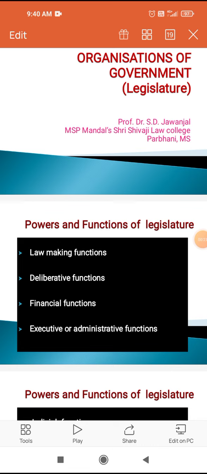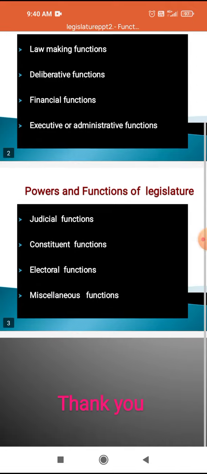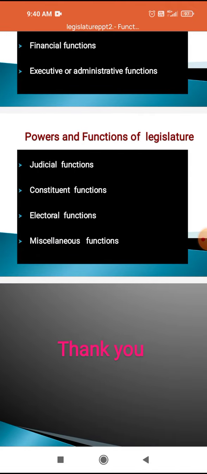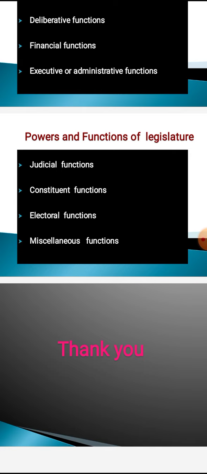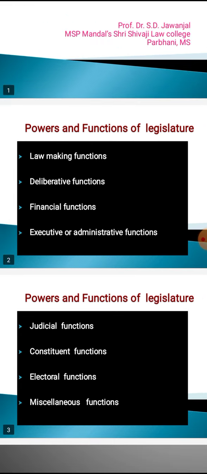The first important function of legislature is the law-making function. The second one is the deliberative function. Third, financial functions. Next, executive or administrative functions. Then, judicial functions. Later on, constituent functions, electoral functions, and miscellaneous functions. These are the functions basically performed by the legislature, or these are the powers given to the legislature.